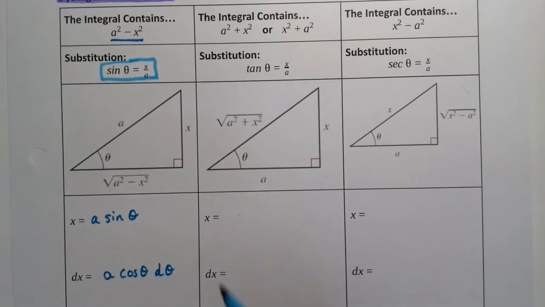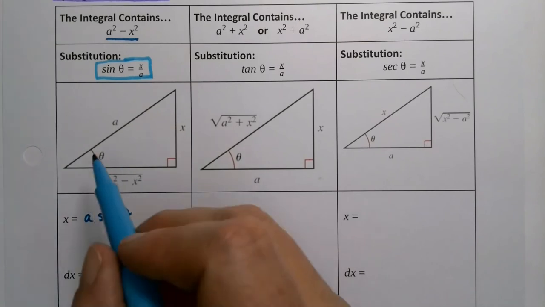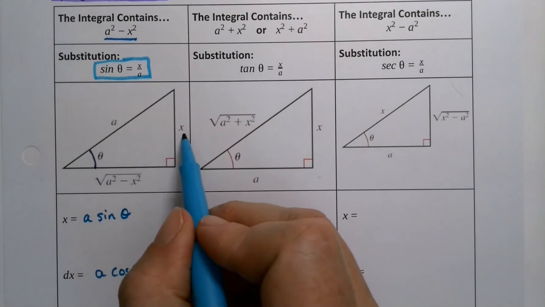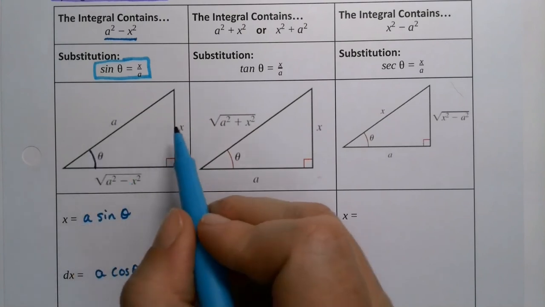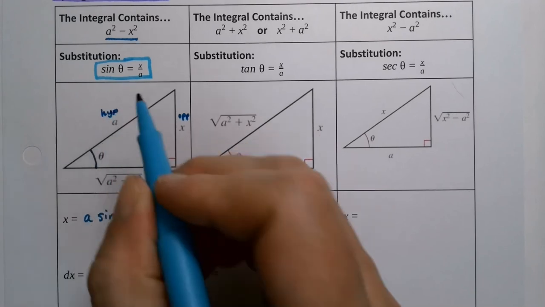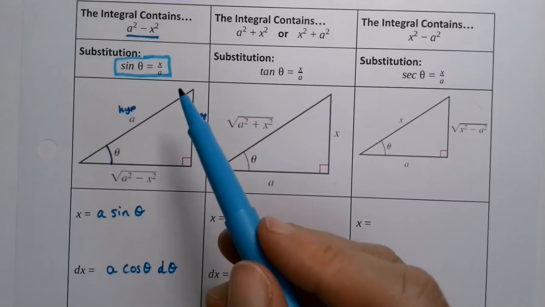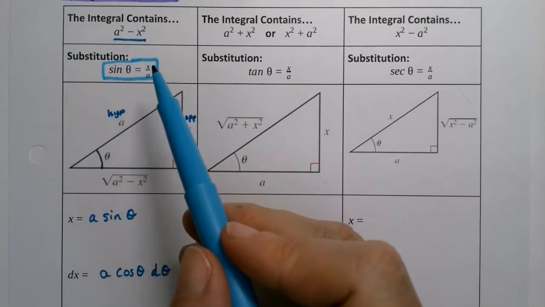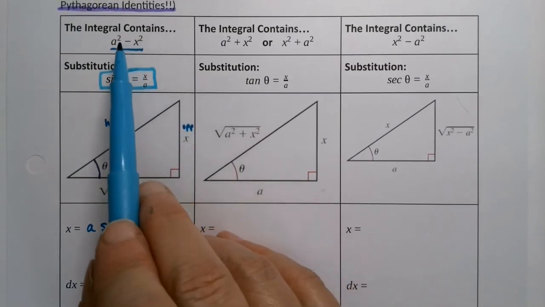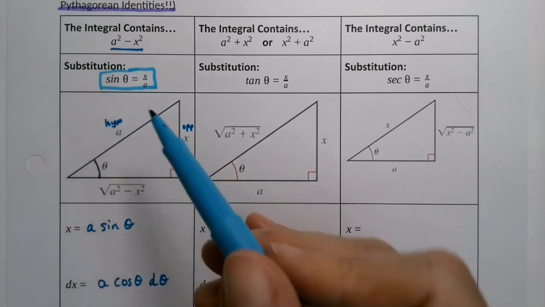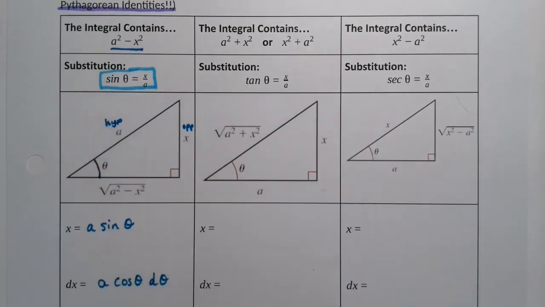All right, now before I go anywhere else, let's look at that triangle. Here's your angle theta, and the sine is the opposite over the hypotenuse. So you can see sine is opposite. Here's the hypotenuse, and you can build this triangle and use it to find other pieces that you need. So if you know that your integral contains a squared minus x squared, you will use this substitution and this triangle. Everything else will fall out of that.